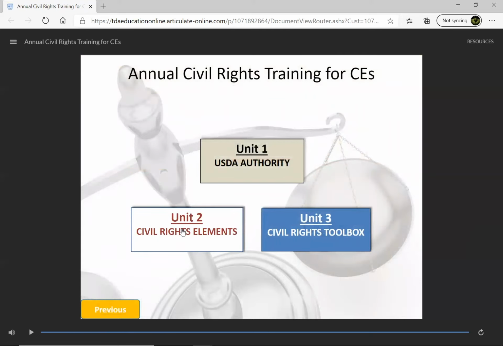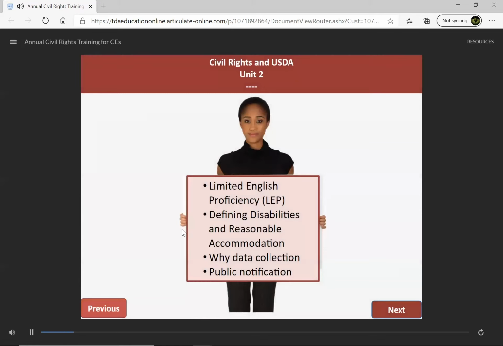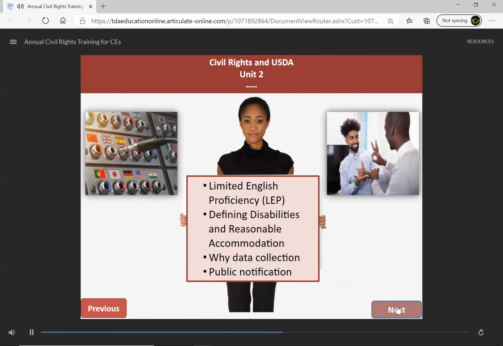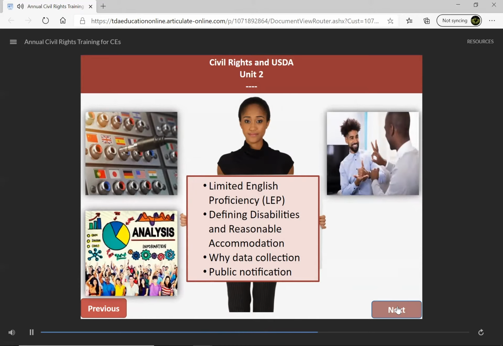Unit 2, Civil Rights Elements. This section identifies different civil rights elements that CEs must understand in order to successfully operate the federally funded nutrition program. First, accommodating limited English proficiency individuals. Next, defining disabilities and reasonable accommodations. Third, what personal data we collect and why it is collected. Lastly, the need for public notification. Click the next button to begin.